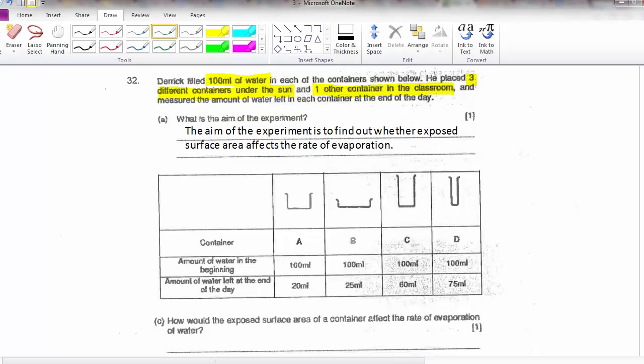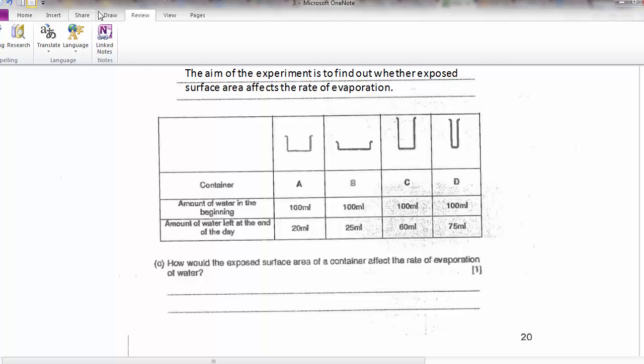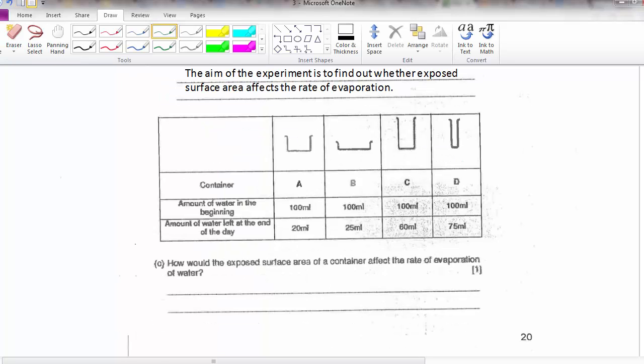of evaporation. Now, if your answer is whether the position or the location affects, that is true as well, because that is another variable that he's changing. Okay, so we are not too sure what exactly is his aim. Alright, let's carry on. Now for part C, sorry, this should be part B. Now, how would the exposed surface area of a container affect the rate of evaporation of water?